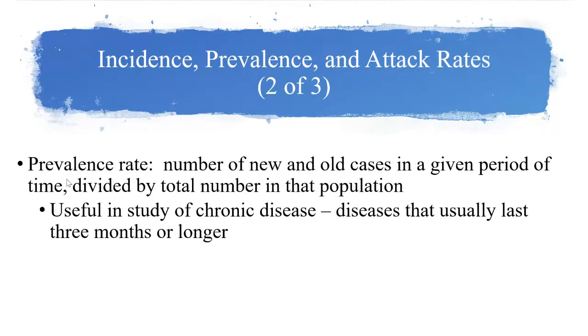A prevalence rate, so let me just clarify. Incidence is the number of new cases. Prevalence is the number of new and old cases in a given period of time. So prevalence rate tells us how many people are impacted or affected by that disease. Incidence tells us how many new cases there are.